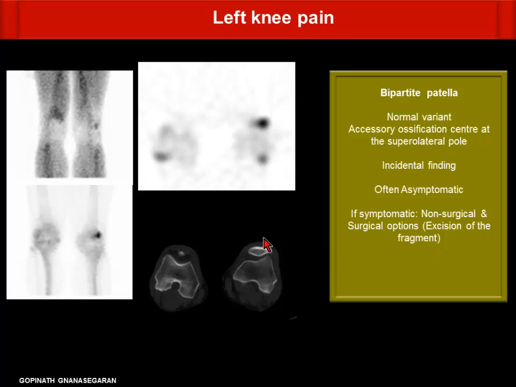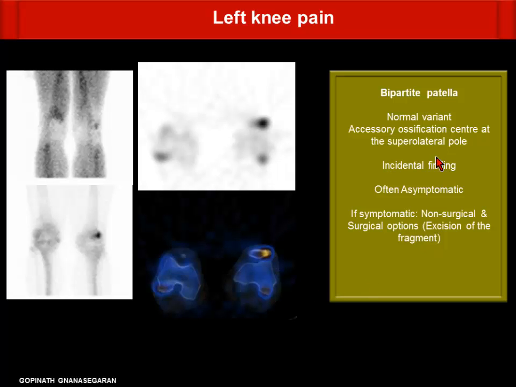Easily you can call it, even if I have not known the terminology or about bipartite patella, I would have thought that is a break in the patella, that's classical for a fracture. But that's a normal variant, and in fact it is an incidental finding. Often it's asymptomatic. When it becomes symptomatic, the non-surgical option is just to give them painkillers, and if it's persistent pain, sometimes it may fracture, then the patient will have an excision of the fragment. So whenever you see a break in the patella, rule out a bipartite patella. Don't think it could be a fracture.